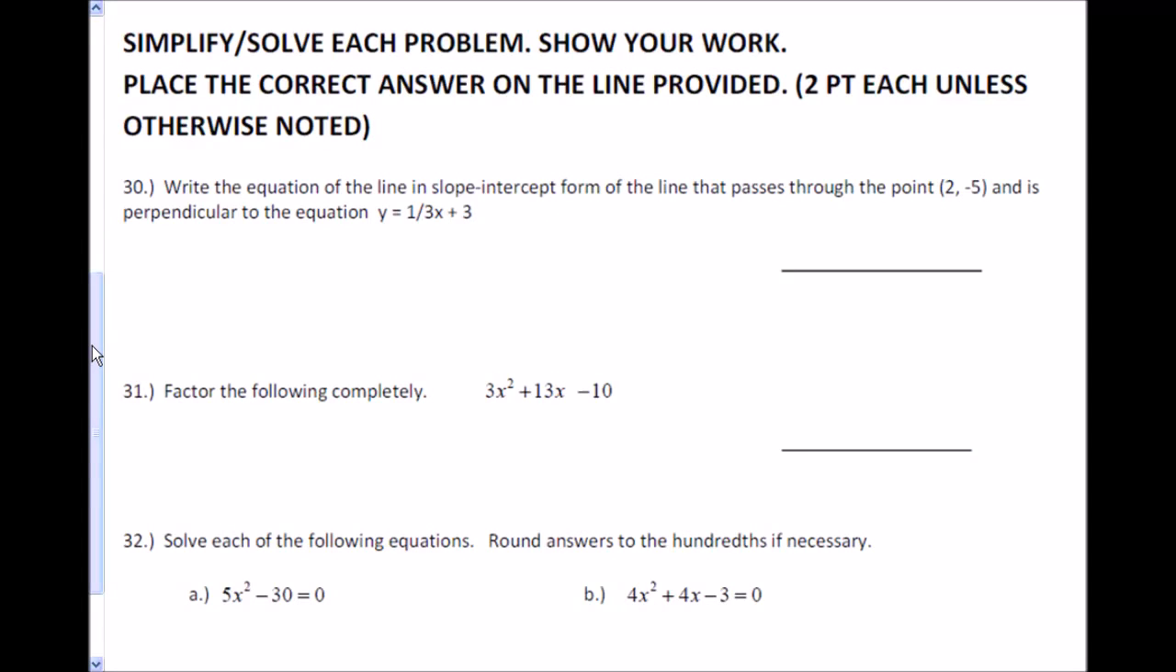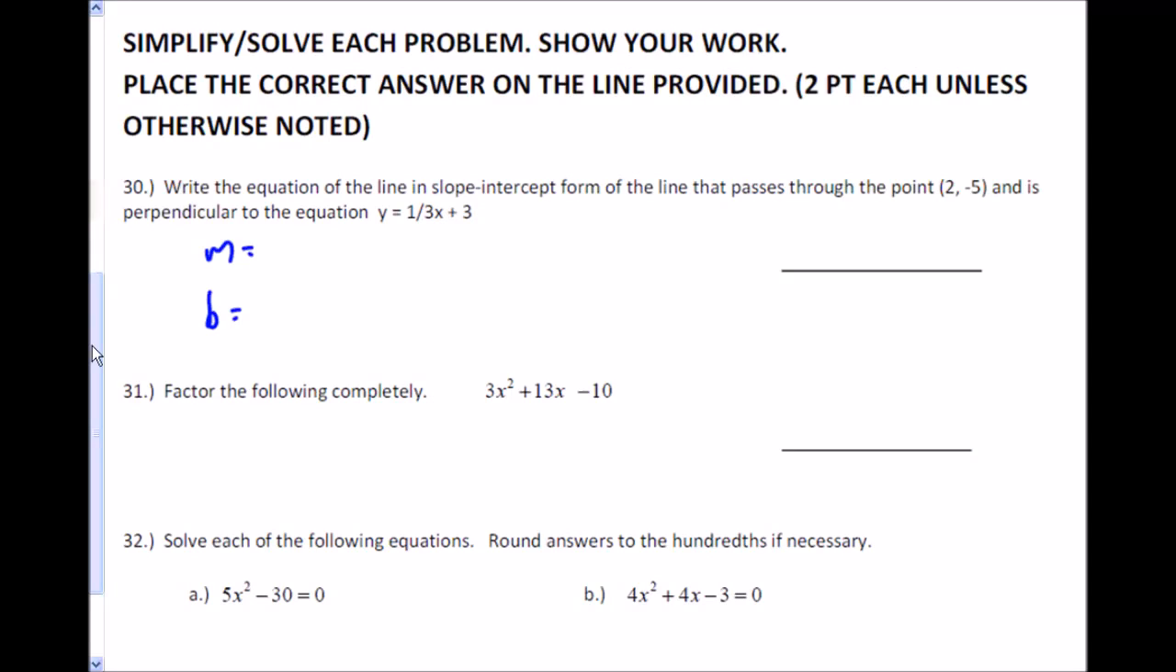For these, we're just asked to simplify each thing. It says write the equation of the line in slope-intercept form of the line that passes through the point (2, -5) and is perpendicular to the equation y equals 1/3 x plus 3. So the two things we need are the slope and the y-intercept.